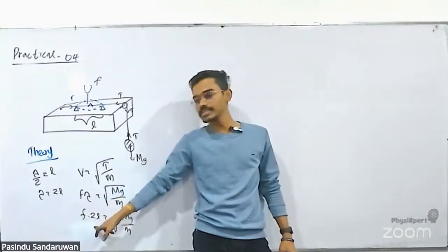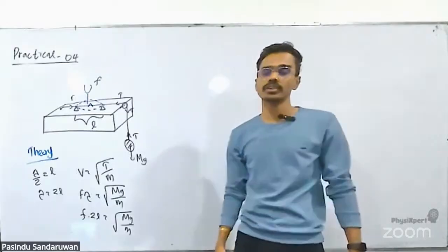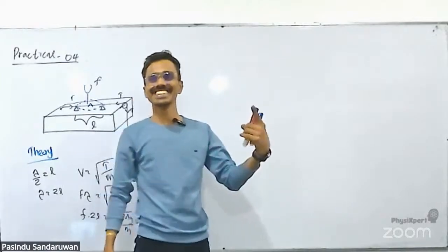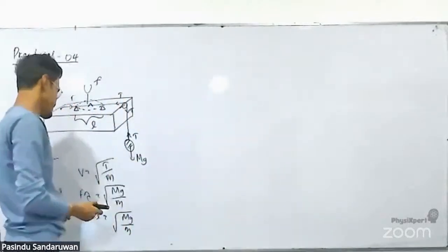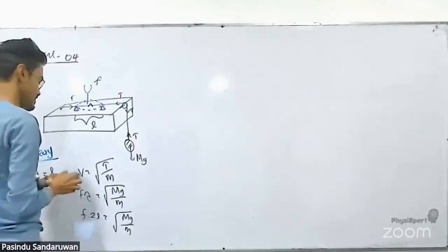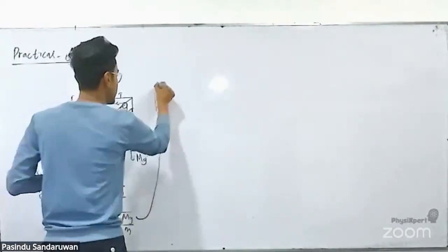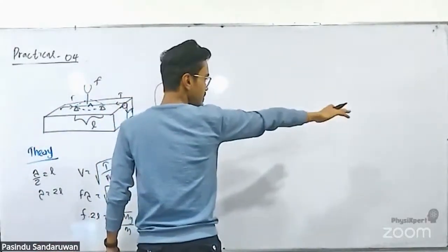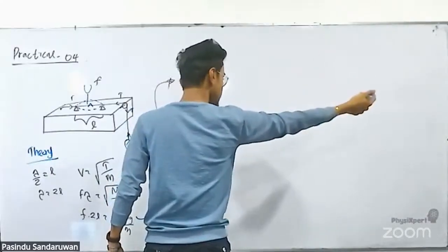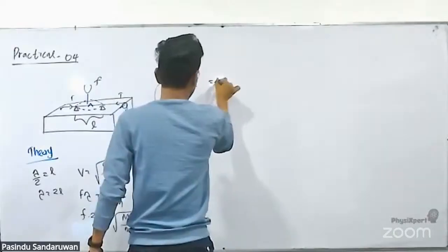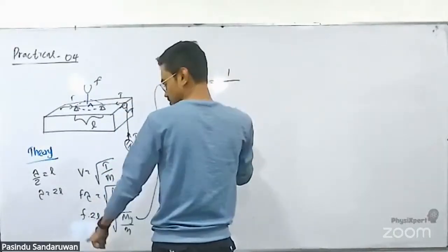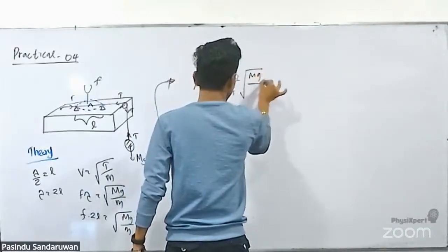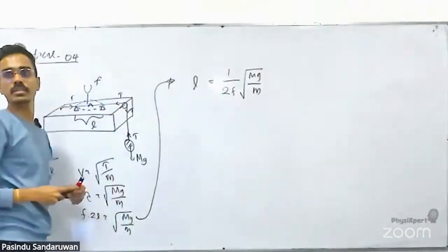Then when f changes, L changes. Right? So independent variable is f or L? What is the independent variable? f. Sorry, f, isn't it? Right? Now the independent variable is going to be f. That is what we are going to change with the set of tuning forks. Then accordingly L changes. Right? Then keep L on this side, and 1 over 2f root Mg over m. Right? Alright.